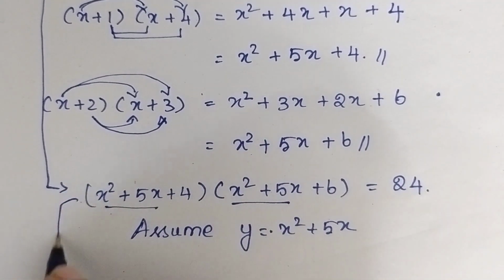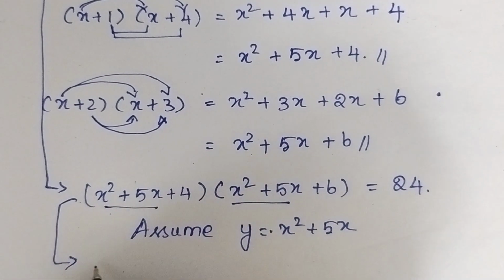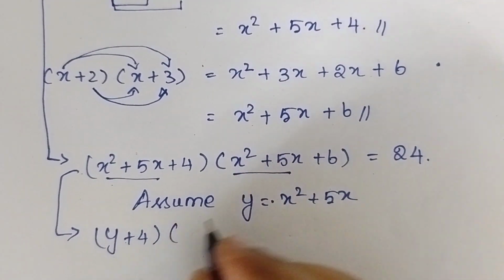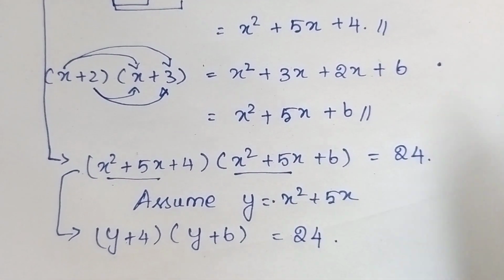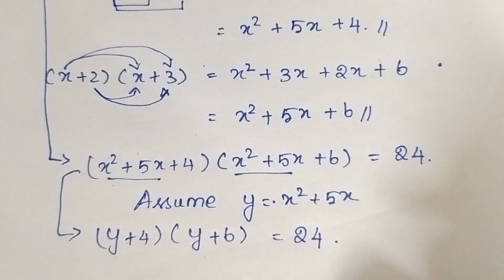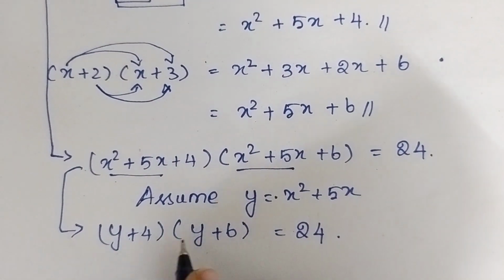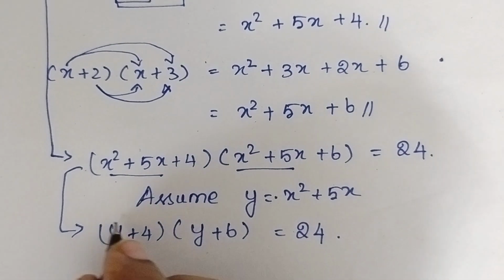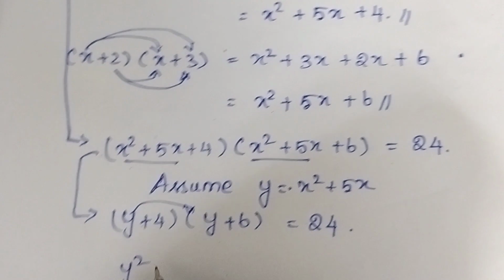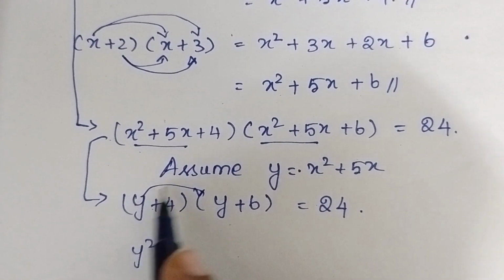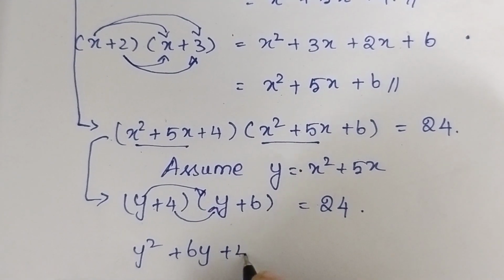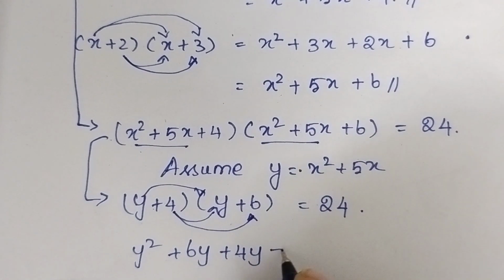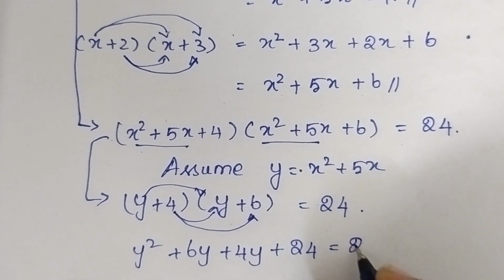Therefore, this equation becomes x squared plus 5x is equal to y, therefore y plus 4, similarly y plus 6, which is equal to 24. So now I'm going to multiply them. Therefore, y into y, y squared, and then y into 6, 6y. Similarly, 4 into y, 4y. Then 4 into 6, 6 fours are 24, which is equal to 24.